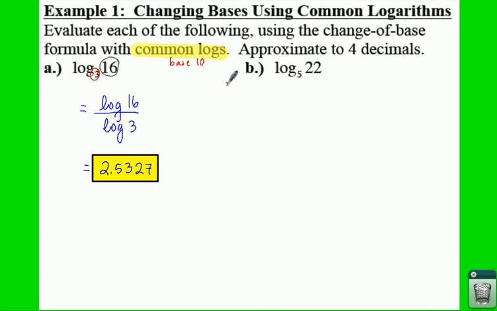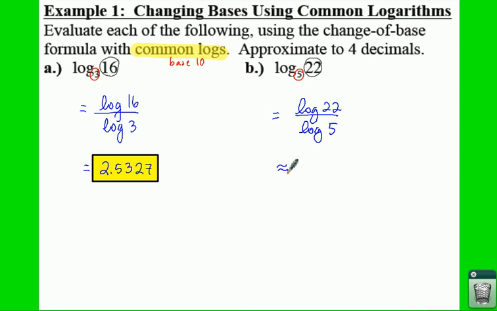Now we're going to do the same thing for b, and you're going to write it as the log of 22 over the log of 5. Remember, this small number stays on the bottom. It's lower than the other one, so don't get it confused. Don't write this as the log of 5 over log of 22. This is the log of 22 over the log of 5.